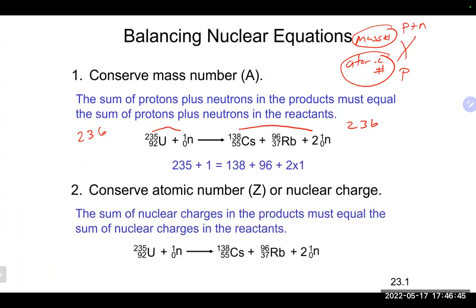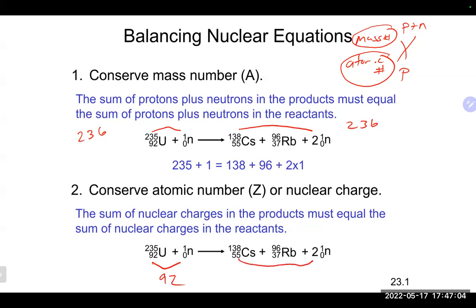The other thing that needs to be balanced is the atomic number, so the number of protons there. It's the same deal: on the left-hand side, what we're looking for is on the bottom. In this particular example, that is a 92. And adding up all of the atomic numbers on the right-hand side gives us 92 as well. So to have a balanced nuclear equation, all you need to do is make sure all the mass numbers on the left equal the right, and all the atomic numbers on the left equal the ones on the right.